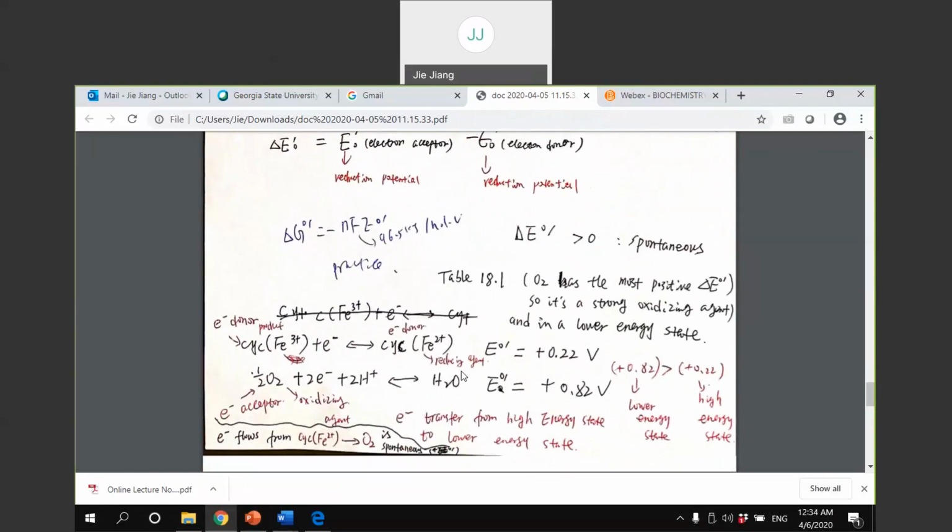For example, this problem actually is also in your PowerPoint. If you're given two half reactions, so one reaction is ferric gaining an electron and being reduced to ferrous. Another half is oxygen getting reduced to water, right? So because here is only one electron, in order to make the electron balance, I have to put a half to balance the reaction.